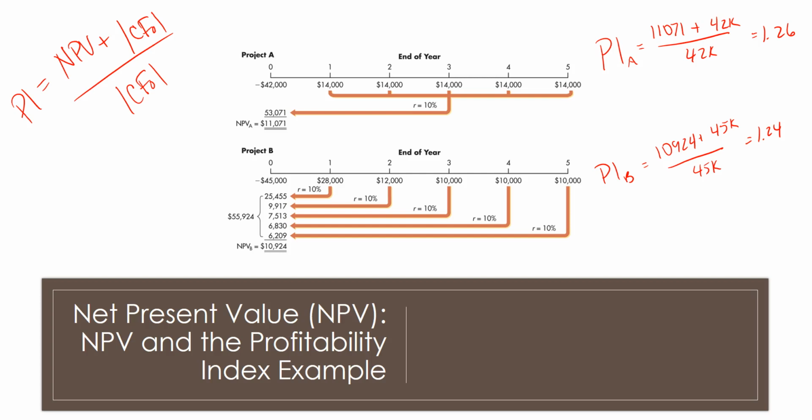The nice thing about profitability index is that it doesn't get you bogged down by large numbers. Instead, you have nice small numbers that you can rank easily, and you don't get bogged down by looking at $1 million versus $2 million and having all these zeros to deal with. Instead, you have a nice simple number. So 1.26 is better than 1.24, and we would accept project A over project B. If they're mutually exclusive, we only accept A. If they're independent, you would accept A first, and with any money left over, you would accept B.